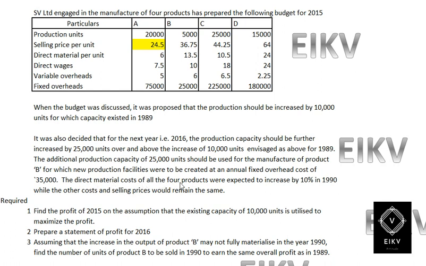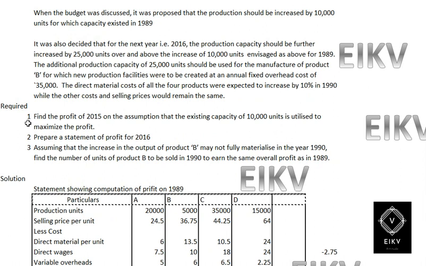The direct material cost of all the four products were expected to increase by 10% in 1990, while the other cost and the selling price would remain the same. Requirement: find the profit of 2015 on the assumption that the existing capacity of 10,000 units is utilized to maximize the profit. Prepare a statement of profit for 2016.